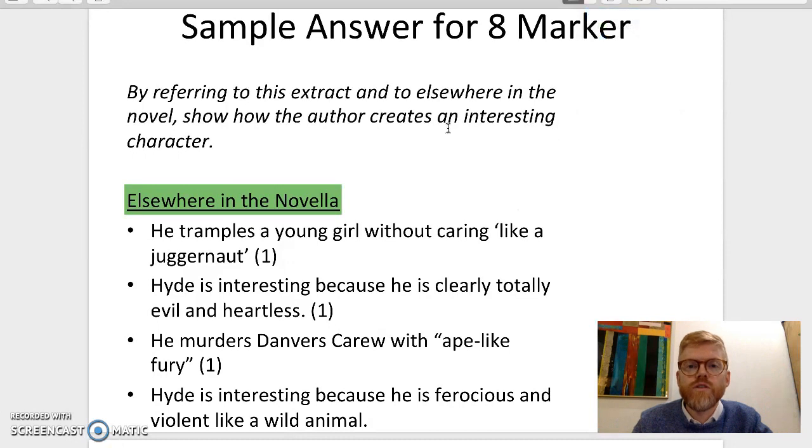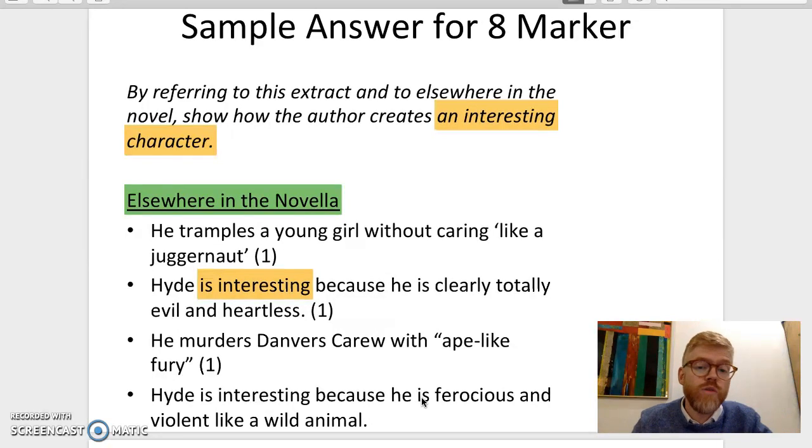Remember, I'm wanting to focus on this idea of an interesting character. Hyde is interesting. There we go. Hyde is interesting because he is clearly totally evil and heartless. That would get me the mark. And he murders Danvers Carew with ape-like fury.